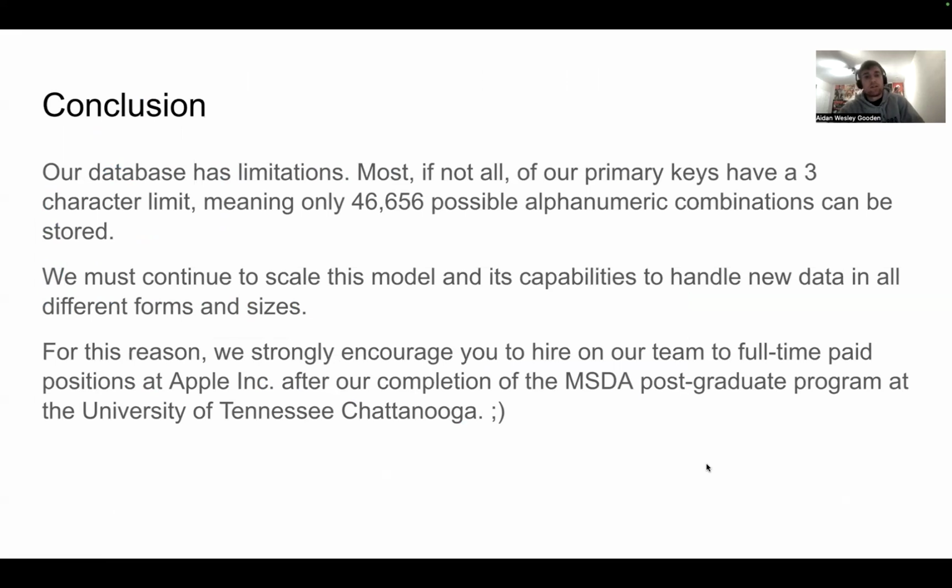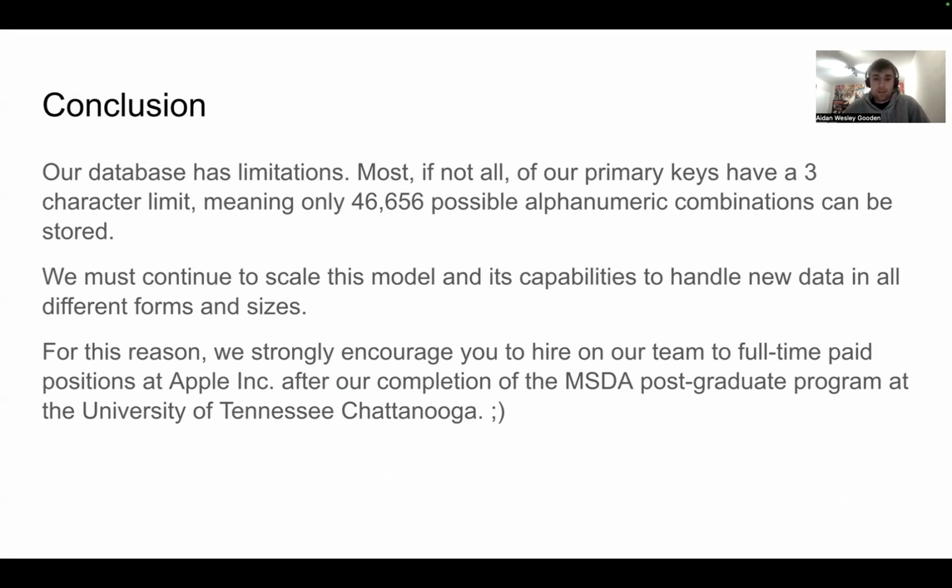So in conclusion, using our alphanumeric 3-digit primary keys, there's 46,000 possible combinations. That means that many products can be sold, that many orders, and so forth. So this model needs to be scaled, and you need a team to work on it to handle all the different types of data that are going to come in.